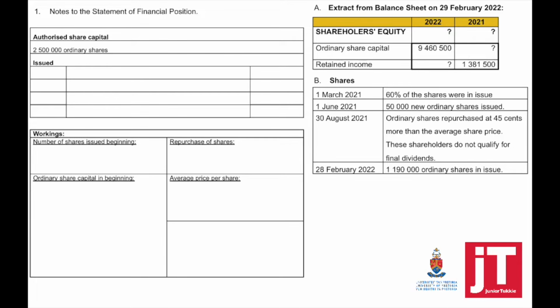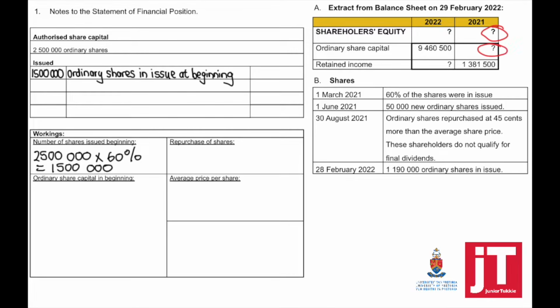Remember now, authorized is the maximum of shares that we've got available. On the 1st of March 2021, 60% of the shares were in issue. So if we've got 2.5 million, which is the maximum, and we multiply that by 60%, it means that we've got 1.5 million shares in issue on the 1st of March 2021. My retained income was given to me, but my ordinary share capital is a question mark, which means that we will need to solve that.